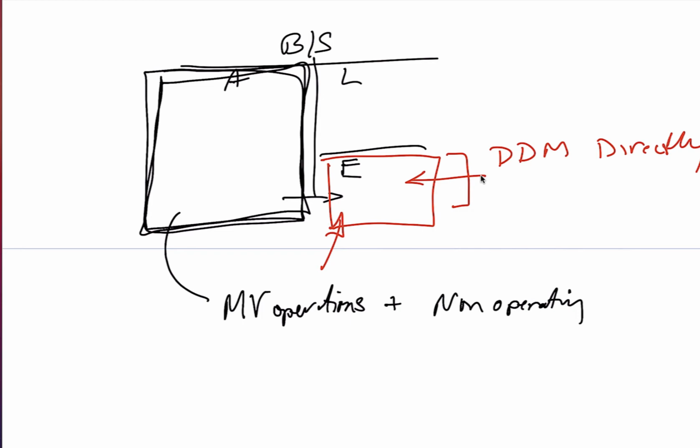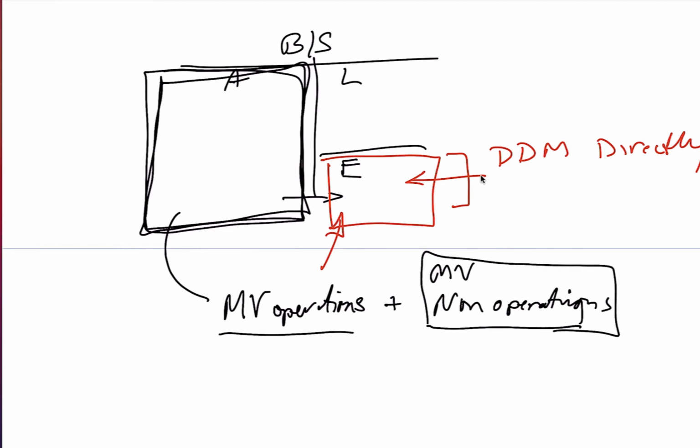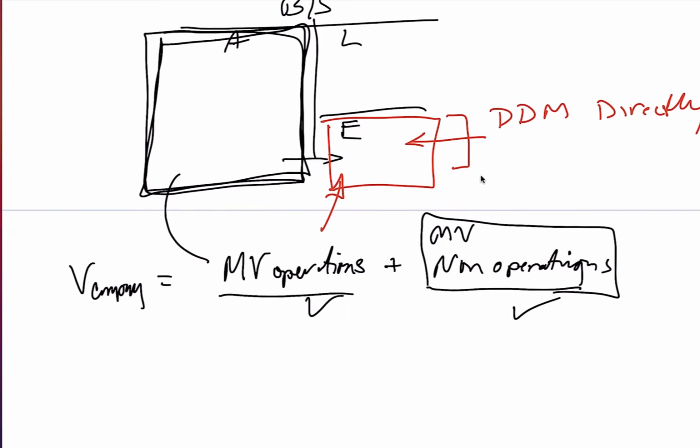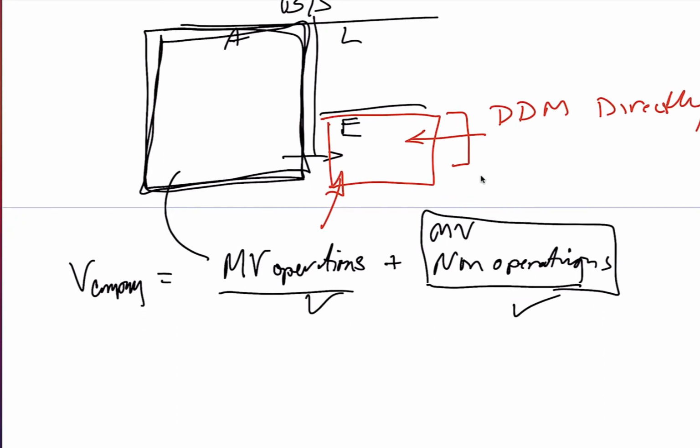So you can take the market value of operations and add the market value of non-operations. And we're not going to say much about this. This is a special category, but just keep in mind the value of a corporation, the value of the company, is equal to the market value of operations plus the market value of non-operations.